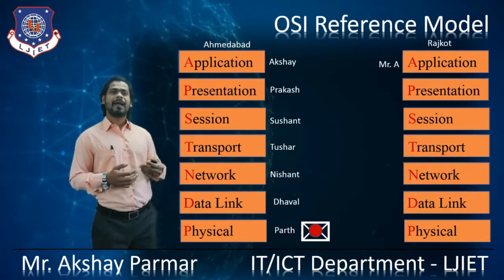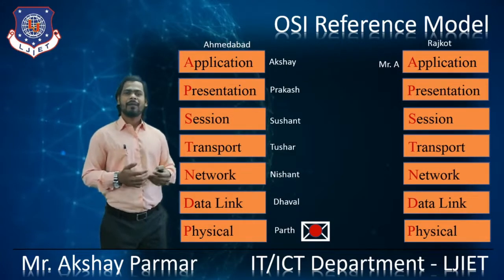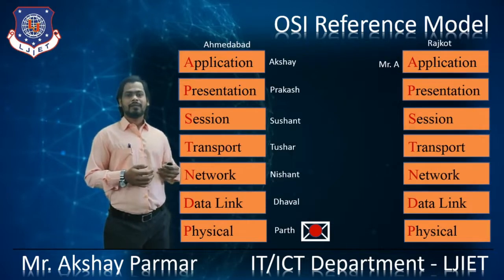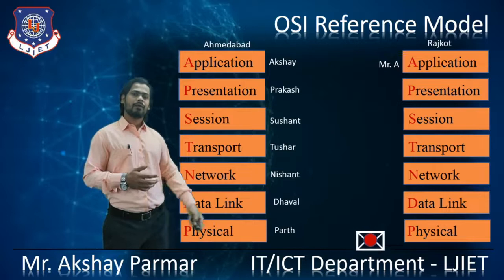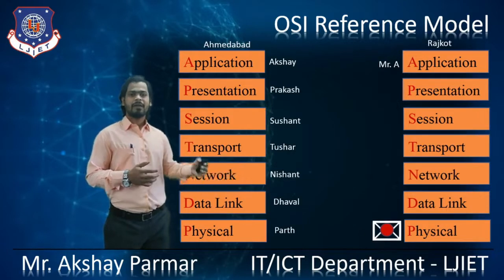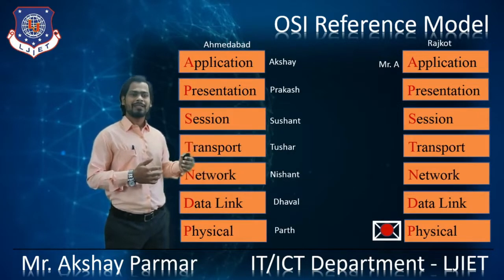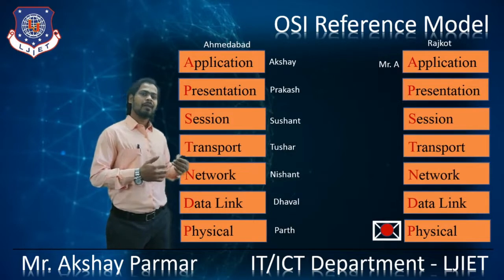We can say that is the guided media, or the wire, by the road, right? They can send the data envelope by air also, right? So that can be the unguided media. So Parth will deliver the data by road transport, National Highway number 8, and reach Rajkot-based Mr. A's company's physical layer.